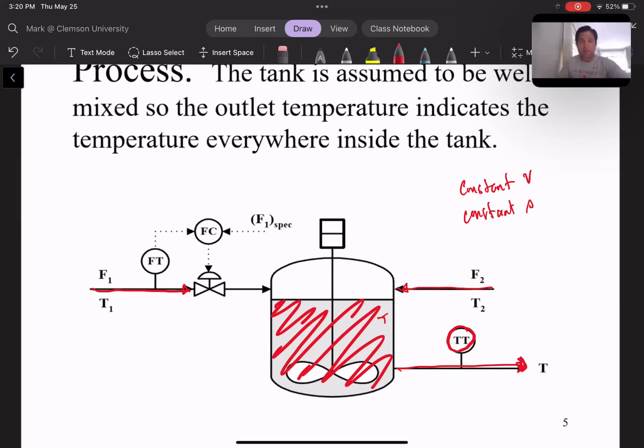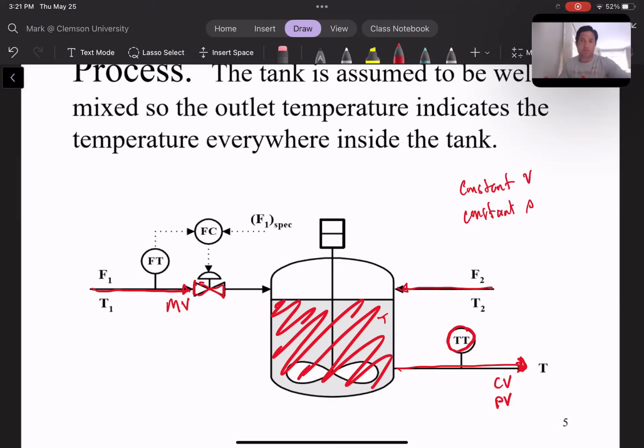Our manipulated variable, so this would be our control variable, or sometimes it's called our process variable. And then our manipulated variable is going to be the flow rate of stream 1 into the process. So what we can do is change this valve position here, which is going to affect the temperature in the system, which is going to affect the outlet temperature of the system.